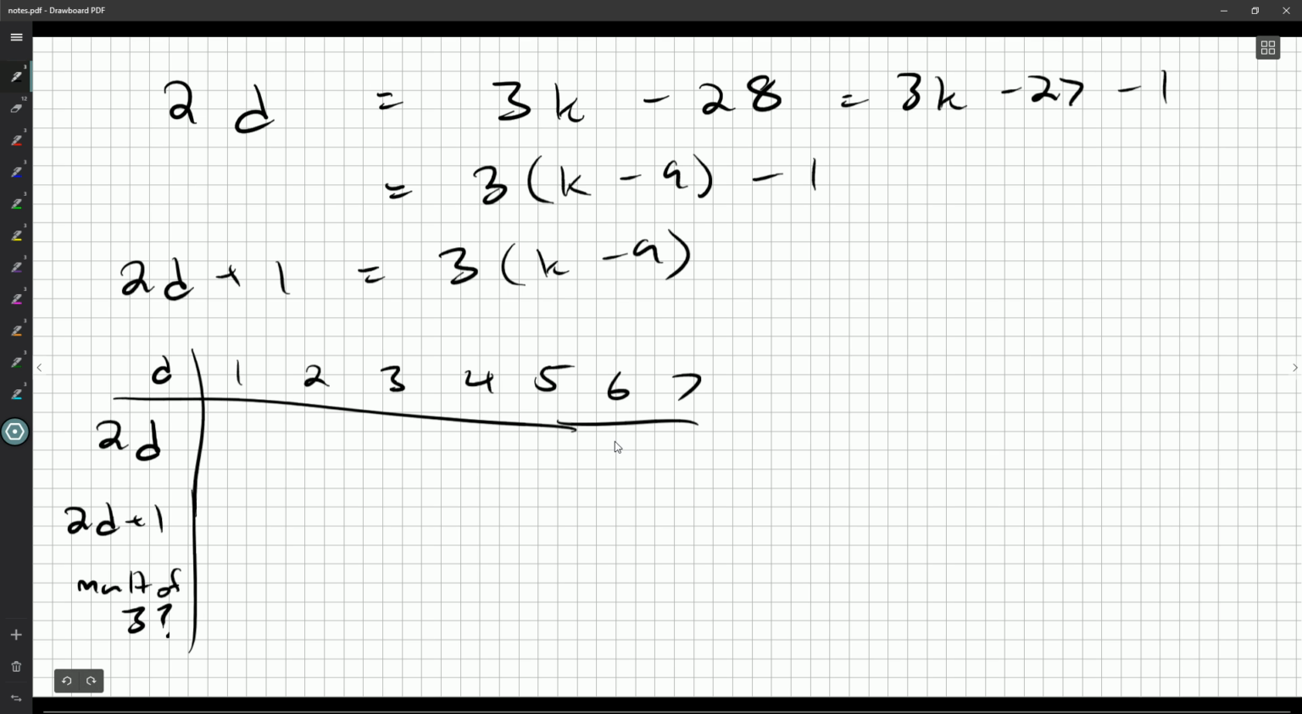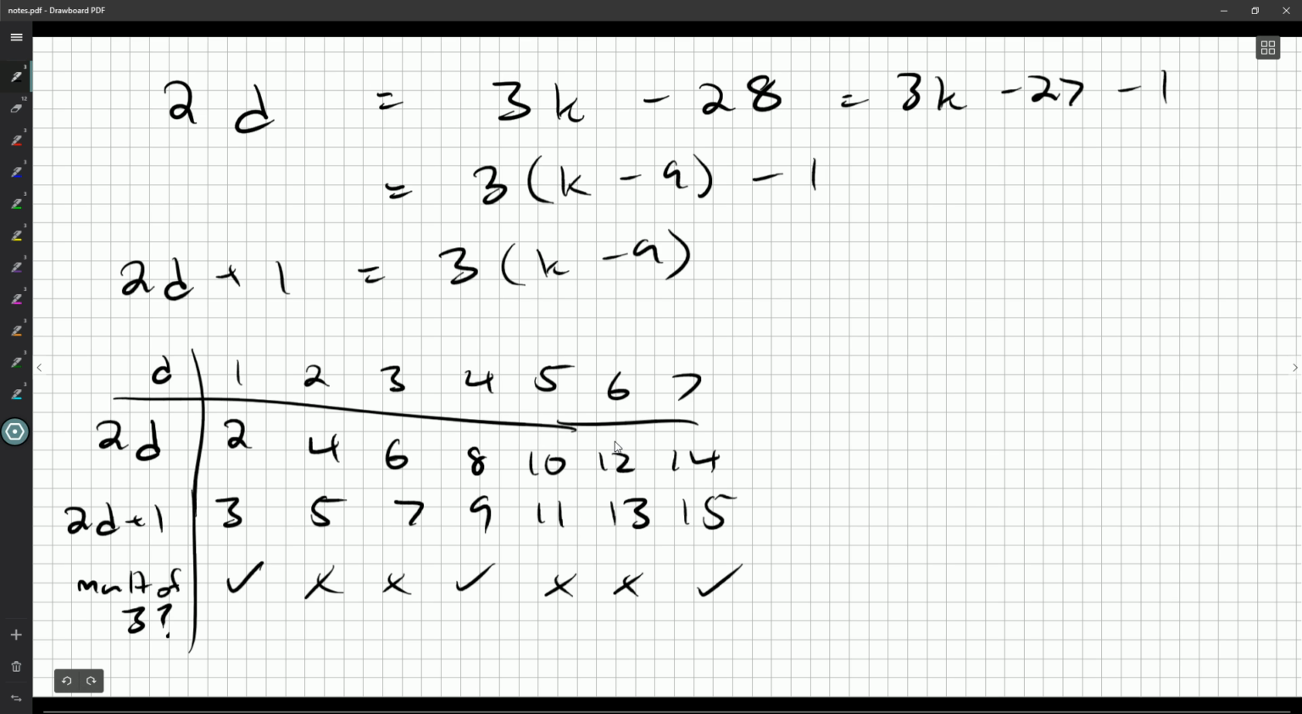Now, that alone will not guarantee that I can do it, but we should be able to find solutions from there. So 2, 4, 6, 8, 10, 12, 14. Add 1, 3, 5, 7, 9, 11, 13, and 15. So yes, no, no, yes, no, no, yes. So if I had to guess, I would say the answer is 3, but let's make sure.